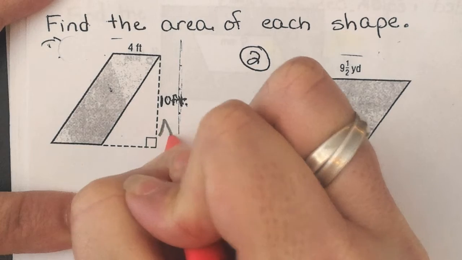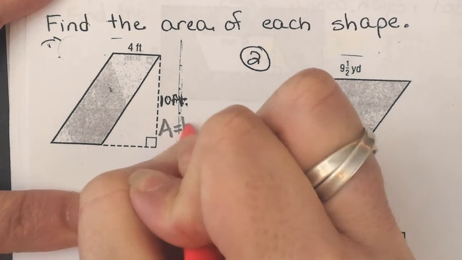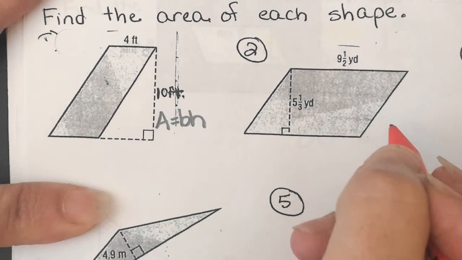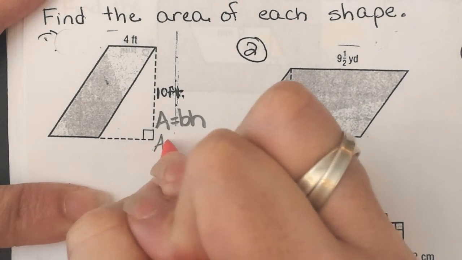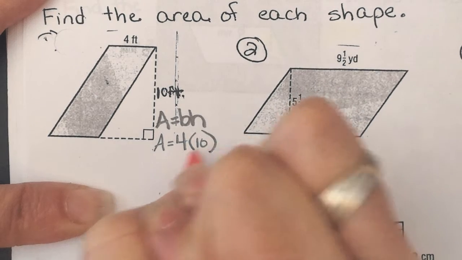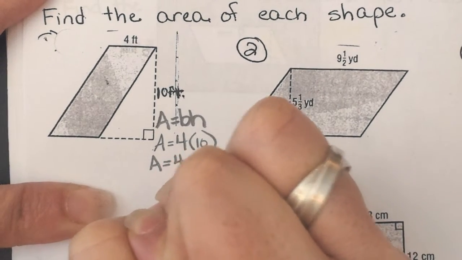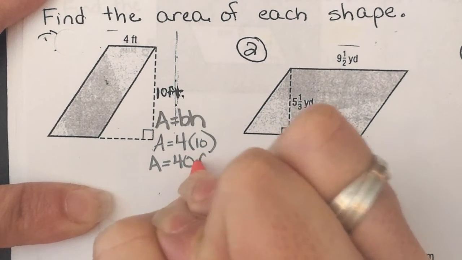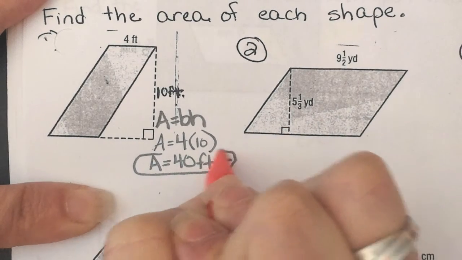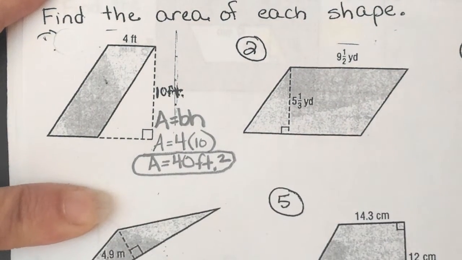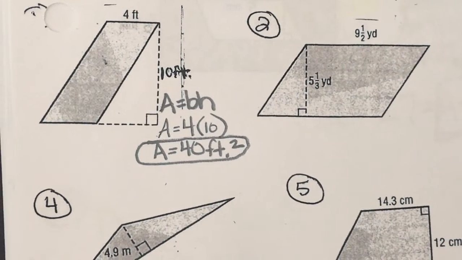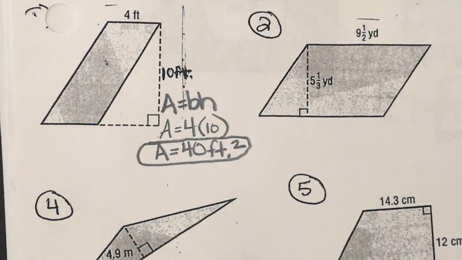Now, we got to remember the formula. A equals B times H. That's right. Write the formula first. Step 2, fill it in. My base is 4. My height is 10. That gives me 40, an area is squared, and we need the measurement of feet. Please make sure you're being super picky about all those little pieces and parts.